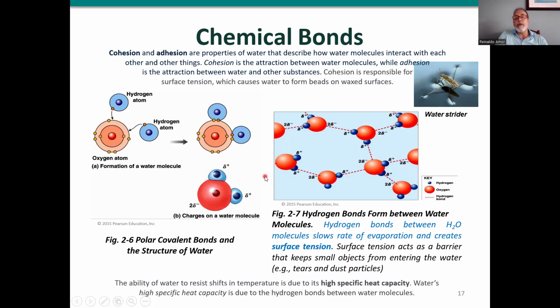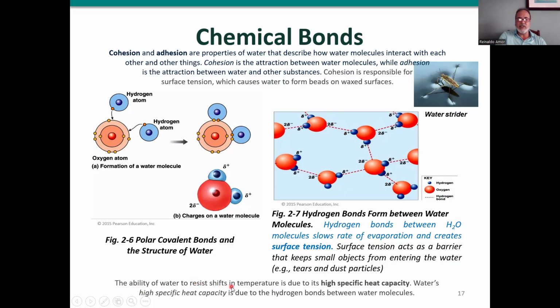Now, what type of bond do we find between water molecules? An oxygen from a water molecule and a hydrogen from another water molecule are going to form a bond here. It's going to be an attraction, and we call this bond a hydrogen bond. So a hydrogen bond is different than a covalent bond. A covalent bond is between the hydrogen and the oxygen in the water molecule. But the bond between one water molecule and another water molecule is called a hydrogen bond. Hydrogen bonds create surface tension, and they slow the rate of evaporation. So that is important.